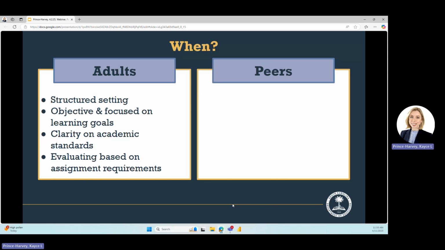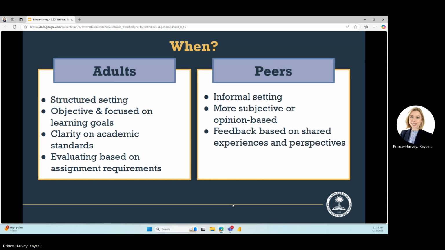However, peers are a great option to give feedback in an informal setting when the work is more subjective or opinion-based. When the feedback is based on shared experiences and perspective. So maybe we want to get the teen perspective on a piece of work. So maybe they are the target audience, someone of a similar age, and so they want to get feedback based on that perspective. And when brainstorming and forming ideas.